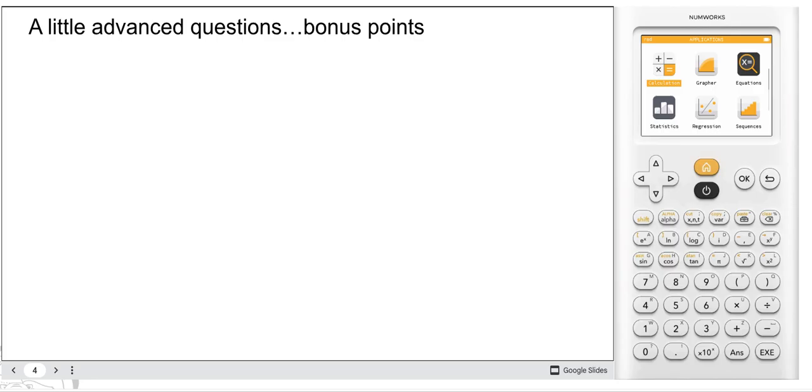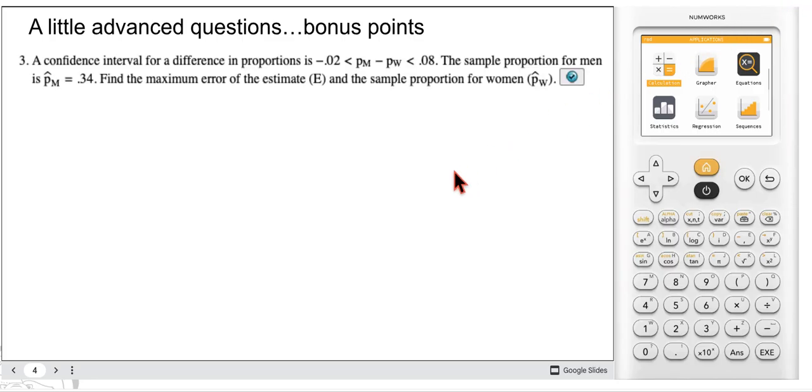A little advanced. Give yourself a bonus for getting through this one. We have a confidence interval for a difference in proportions. We're given that from -0.02 to 0.08. The sample proportion for men, so this is P sub M and P sub W, the sample had 0.34 for men. So they were asked to find the maximum error and the sample proportion for women.